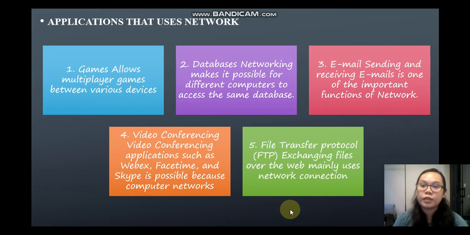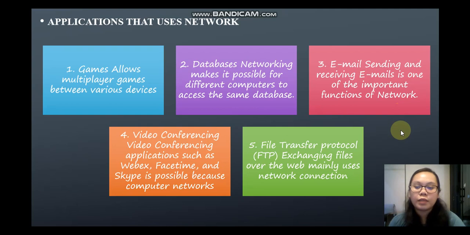Applications that use networks. Games allow multiplayer games between various devices. Database networking makes it possible for different computers to access the same database. Email. Sending and receiving emails is one of the important functions of a network. Video conferencing. Video conferencing applications such as Webex, FaceTime, and Skype are possible because of computer networks.